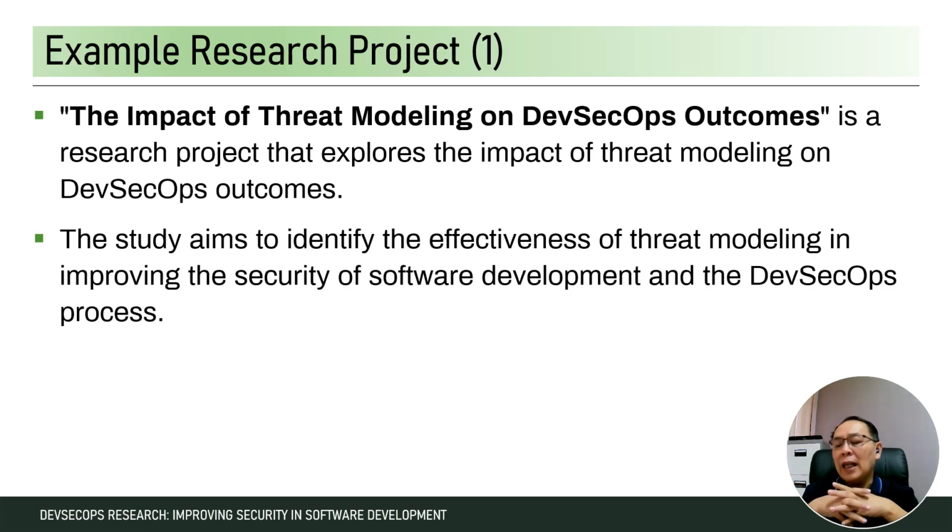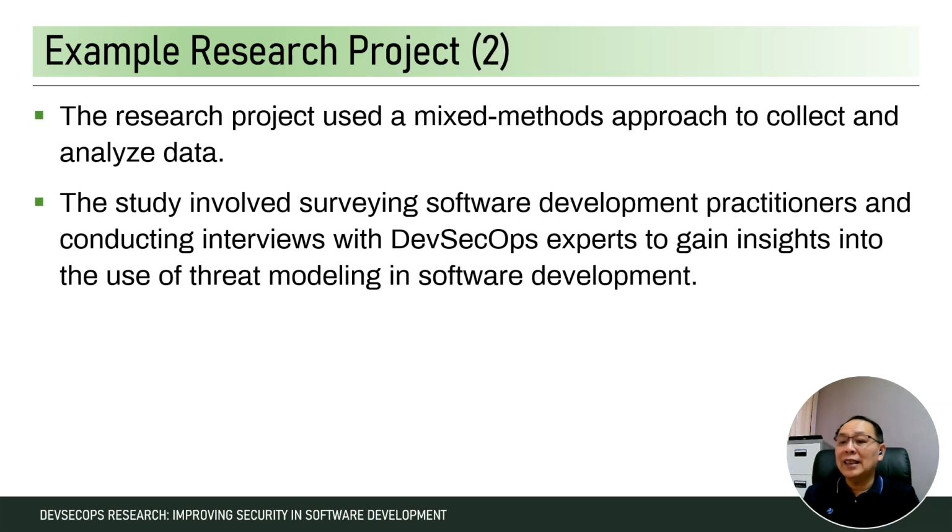Now, let's have a look at an example of a research project. Let's say we have a research project with the title, The Impact of Threat Modeling on DevSecOps Outcomes. This is a research project that can explore the impact of threat modeling on DevSecOps outcomes. The study aims to identify the effectiveness of threat modeling in improving the security of software development and the DevSecOps process. Okay, so this is just an example.